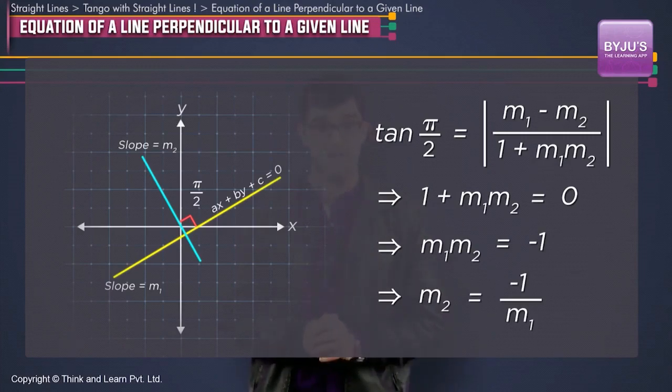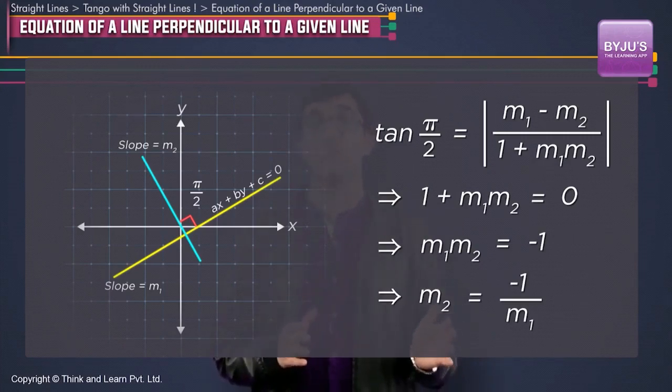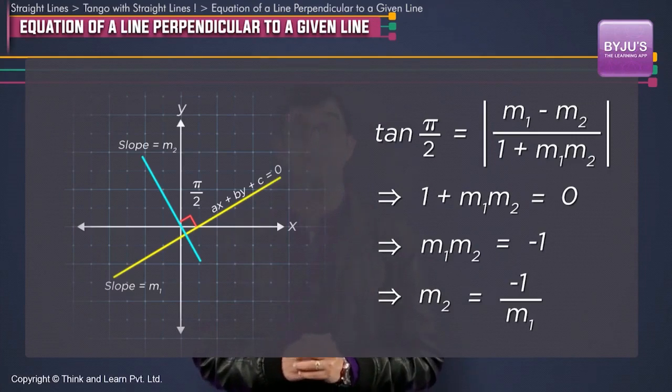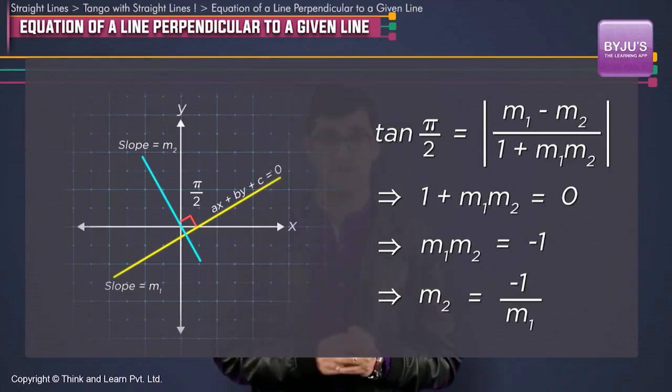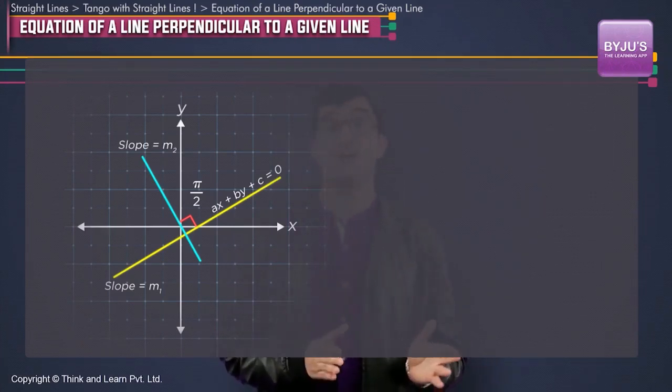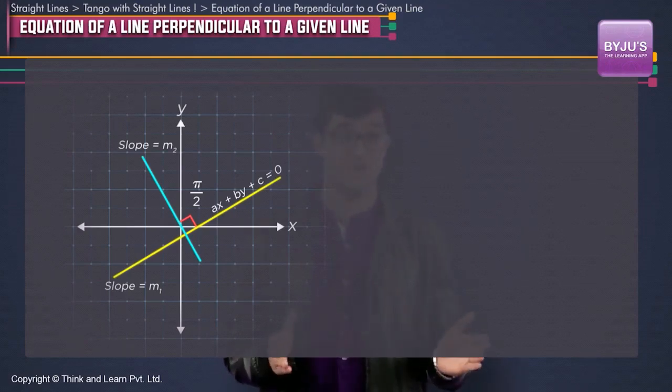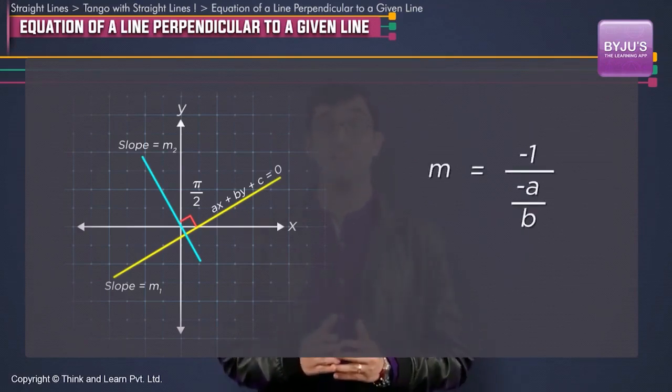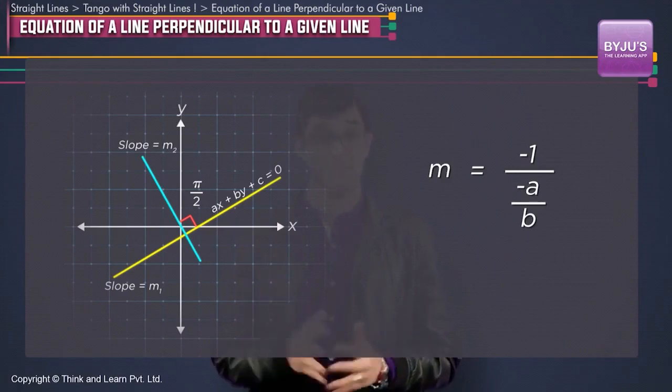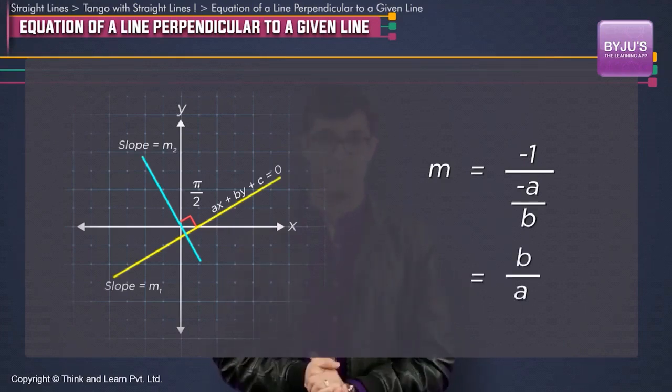1 by m1. This is the relationship between the slopes of two straight lines which are perpendicular to each other. So the straight line perpendicular to ax plus by plus c equal to 0 has a slope m equals minus 1 by minus a by b, or b by a.